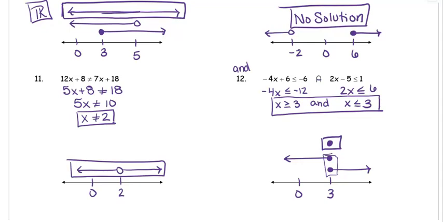So keep in mind with our compound inequalities, we have the and statement, we have the or statement. And means the intersection. What do they have in common? Where do they overlap? Or is the union.